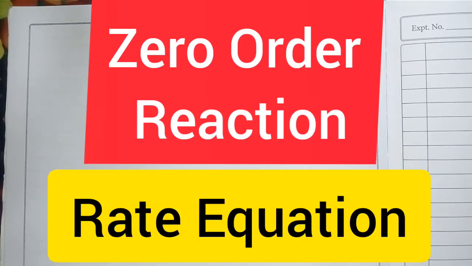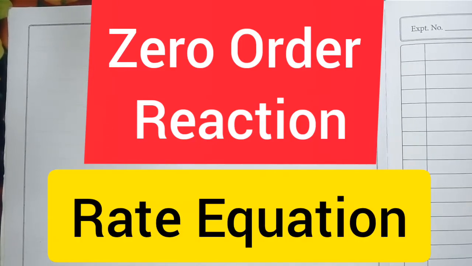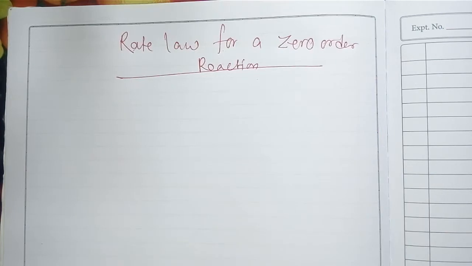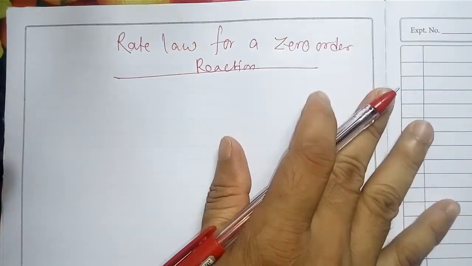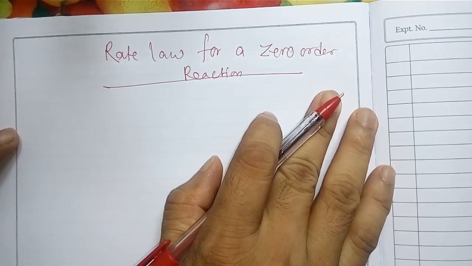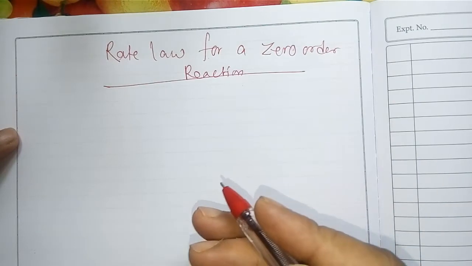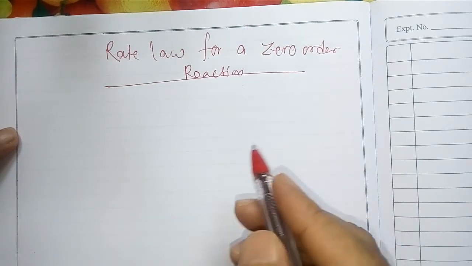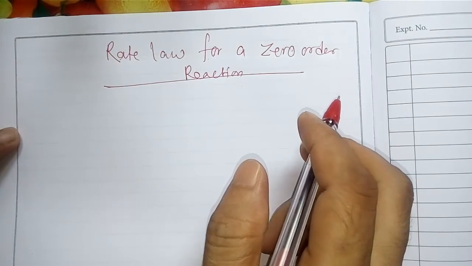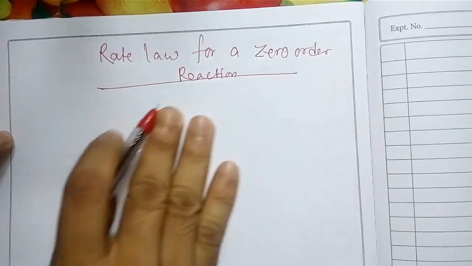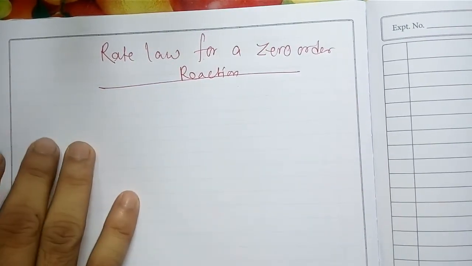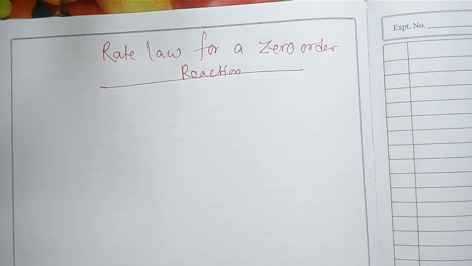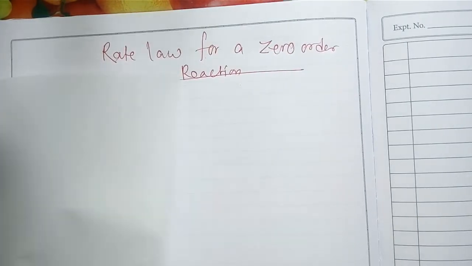Hello everyone. In this video I will discuss the reaction rate equation. How many types of reaction equations are there, and what are the differential form and the integrated form of the reaction equation? First of all, the reaction rate equation is of two types.